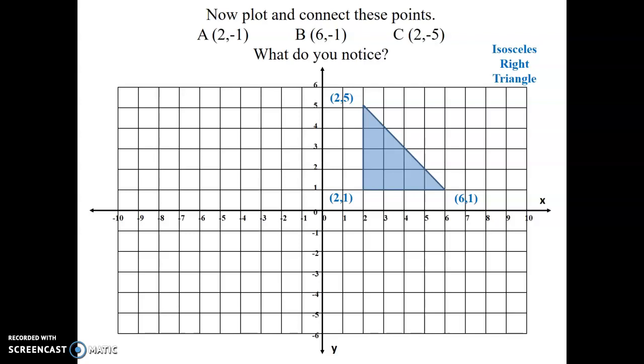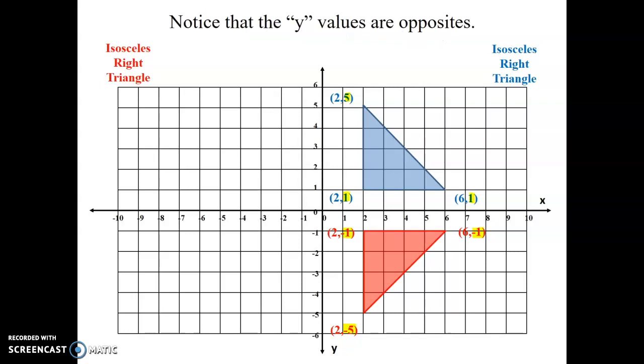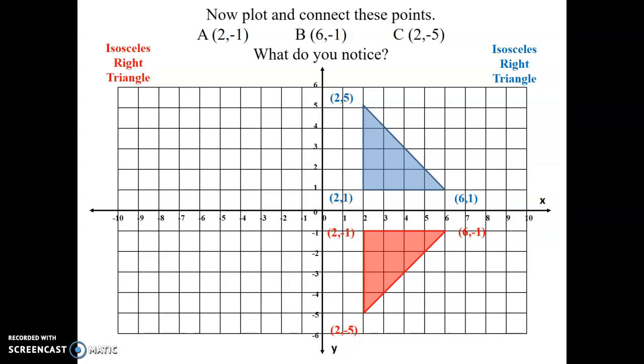Okay, let's see what you did. When you plot those 3 points, you might have noticed that you've created another right isosceles triangle. And in each case, the base is 4 and the height is also 4. So you have created 2 identical shapes, except the red one is flipped upside down from the blue. What we've done here is we have created a reflection over the x-axis.